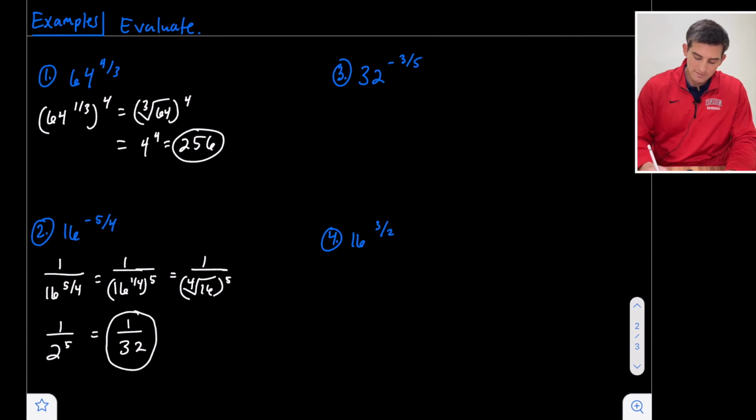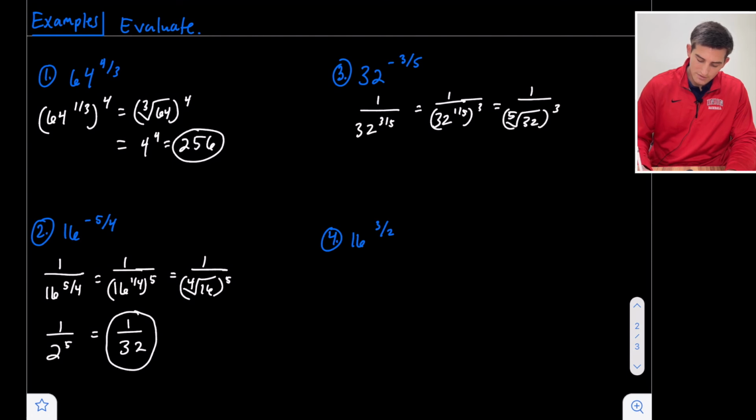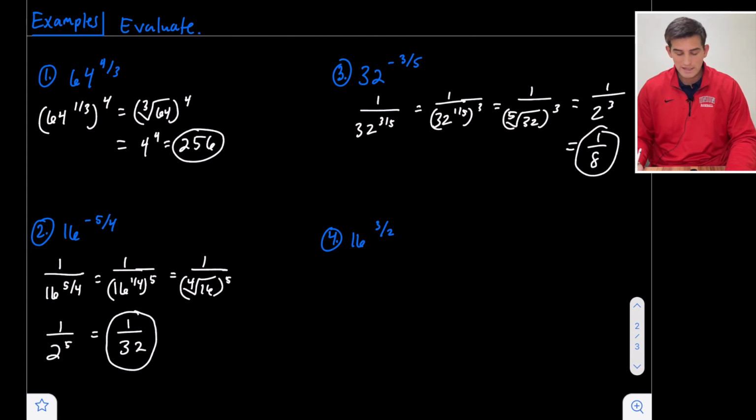All right, number 3, kind of the same thing. We have a negative fraction as our exponent, so 1 over 32 to the 3/5. Now we can begin to break that apart: 1 over 32 to the 1/5 raised to the 3rd power. That's 1 over the 5th root of 32 raised to the 3rd power. The 5th root of 32, well, we just did 2 to the 5th and got 32, so the 5th root of 32 is also 2. So 1 over 2 cubed, and 2 cubed is 8, so our answer is 1/8.